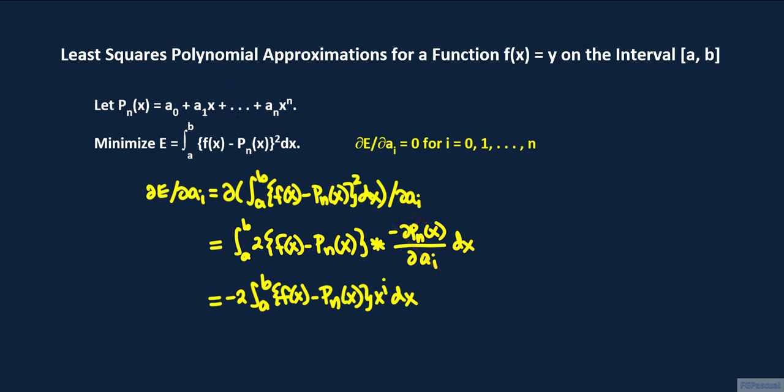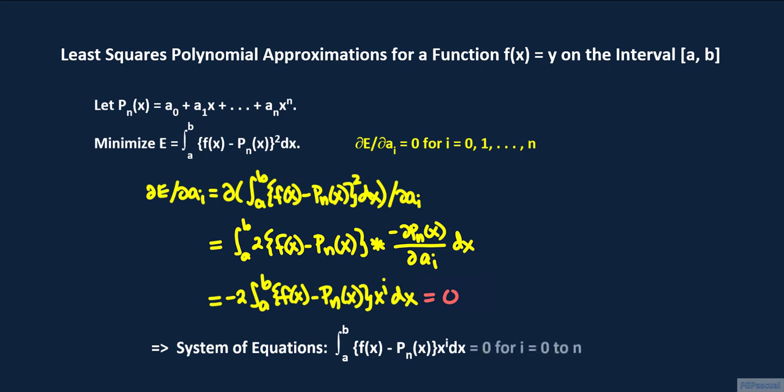At the minimum value of e, the derivative of e with respect to a sub i should equal 0. And so, for the system of equations for finding p sub n of x, we have the integral from a to b, with the integrand being the difference f of x minus p sub n of x, and then times x to the ith power. This integral is equal to 0 for i equals 0 to n. One can show, by using a Fourier series of orthogonal polynomials over the interval from x equals a to x equals b, that there is a unique solution to this system of equations.